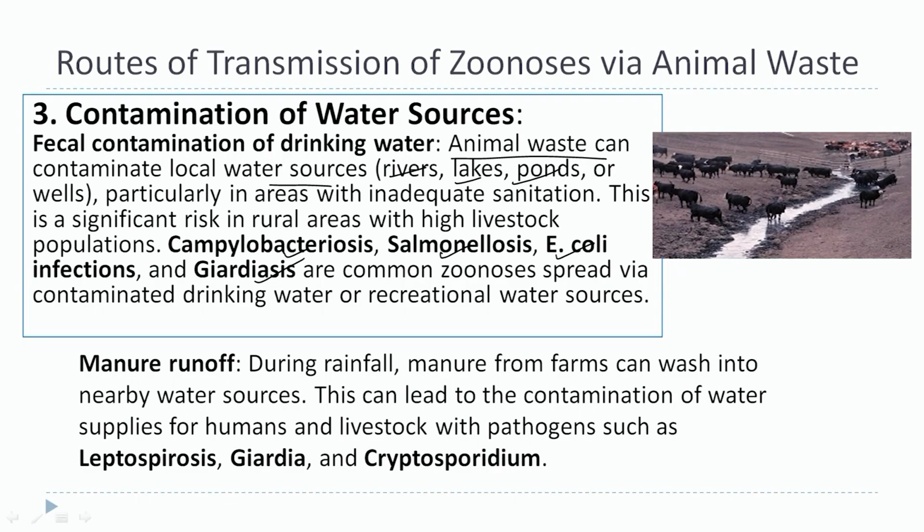Also during heavy rainfall, a large amount of animal manure flows with the rainwater and reaches the public water supply, contaminates it, and leads to the transmission of diseases via the contaminated water.